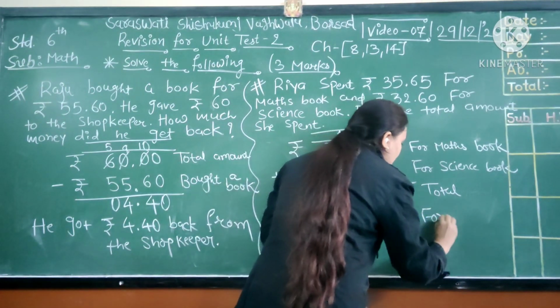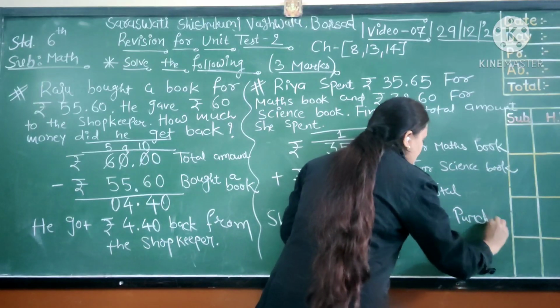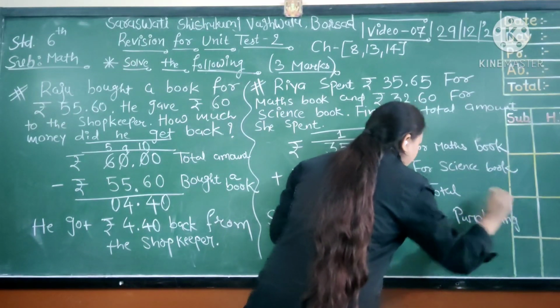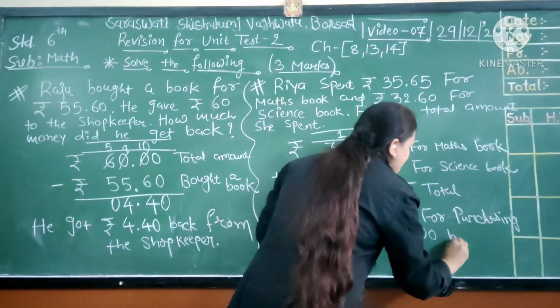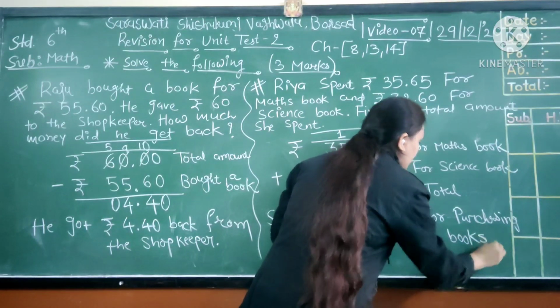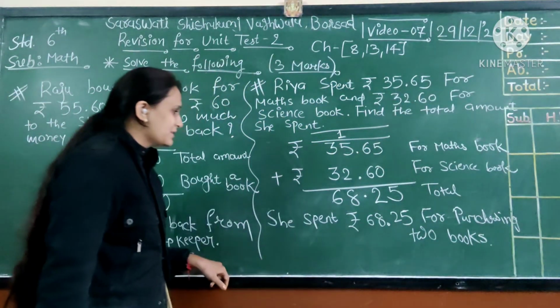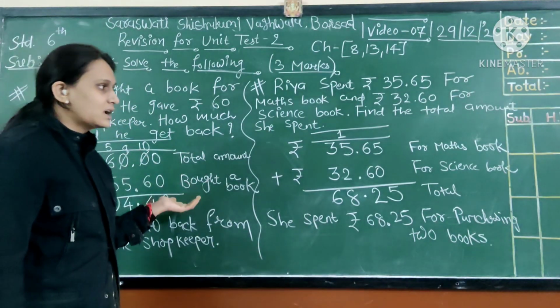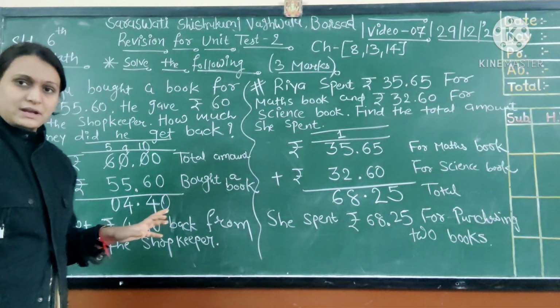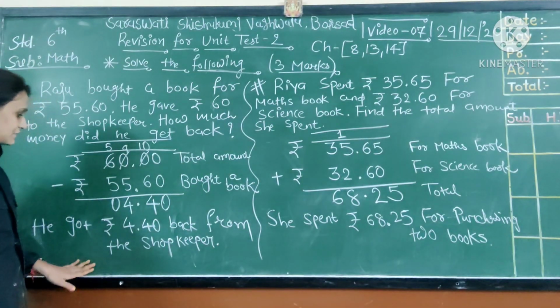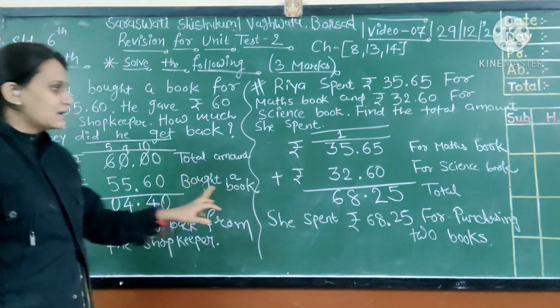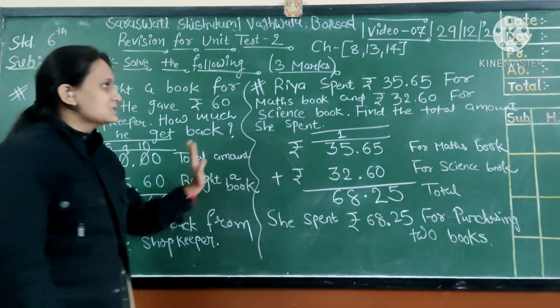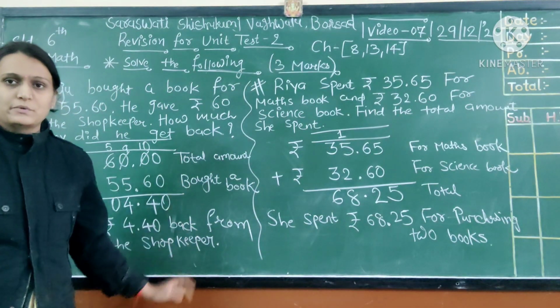So she spent ₹68.25 for purchasing 2 books. Okay, so this is the way you can solve both word problems. First we identify which operation will come here, either addition or subtraction. The first problem was subtraction and the second was addition. So these are the two different word problem questions.